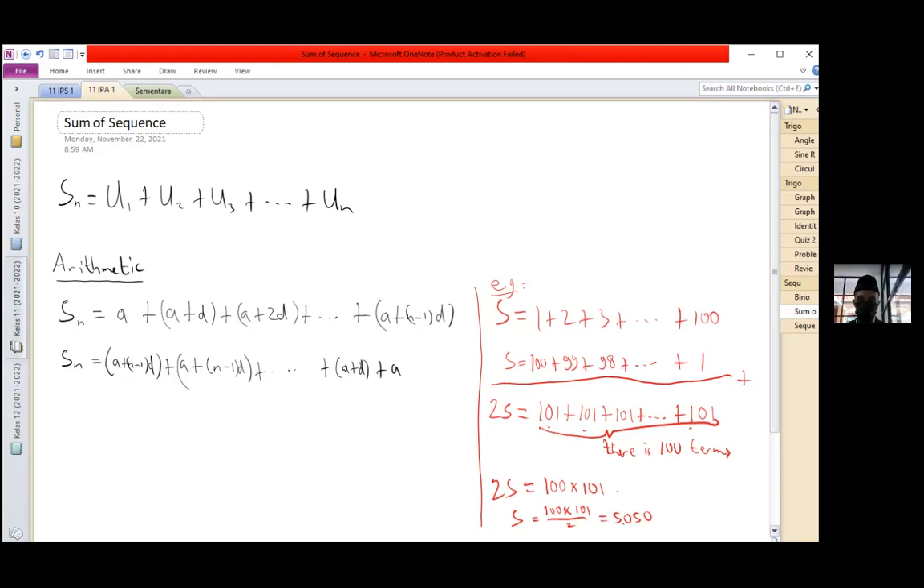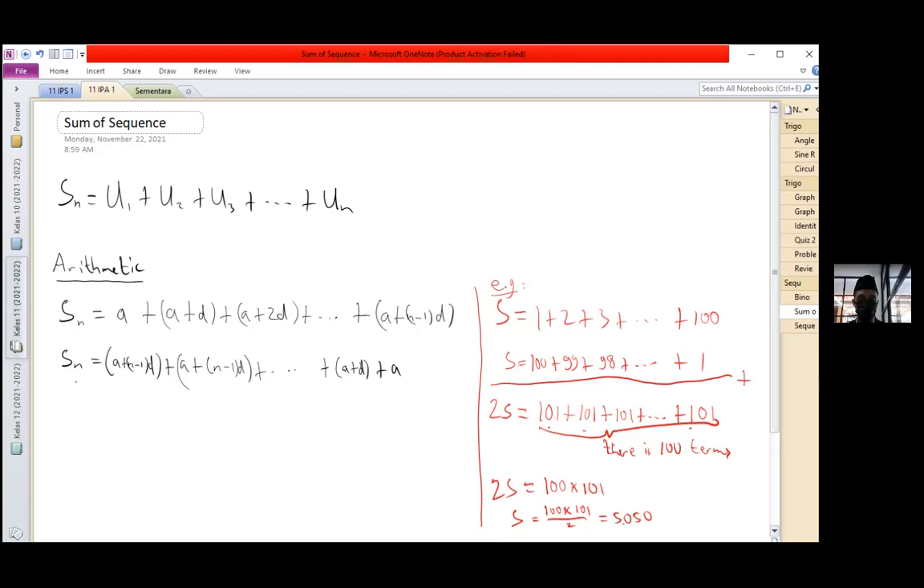Okay, so what I did over here, we can generalize this. What we did is we write down all the terms in the sum, and then we rewrite the sum in reverse order. And then just like before, we add them up.